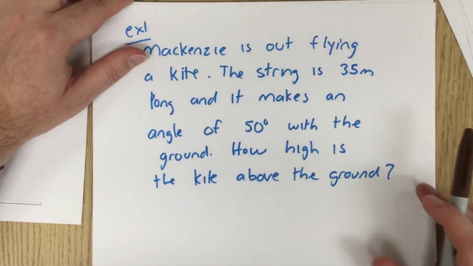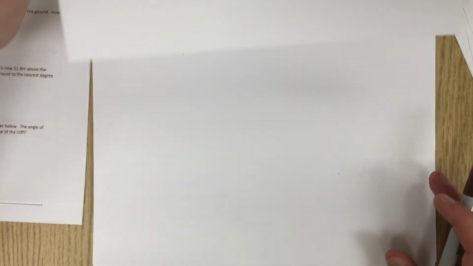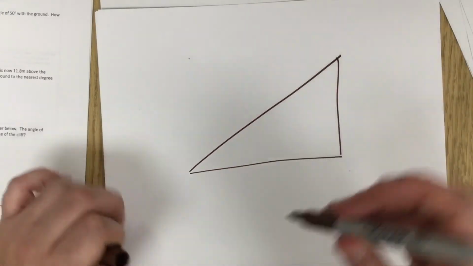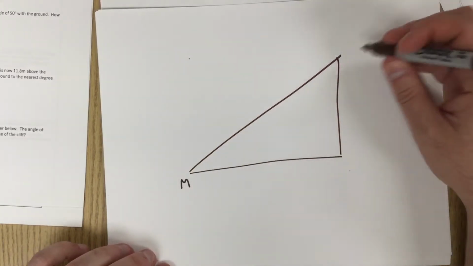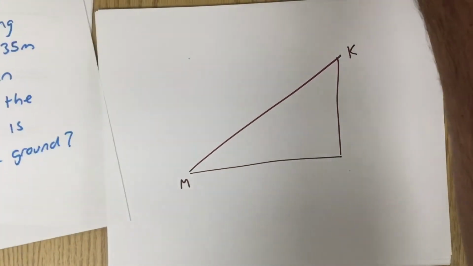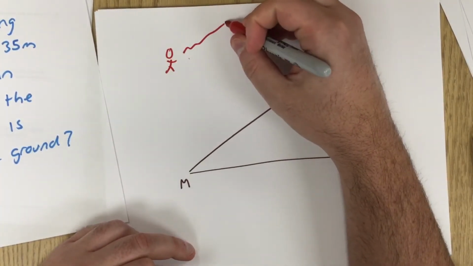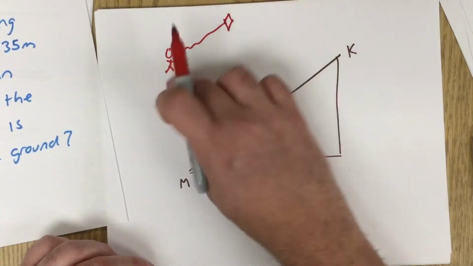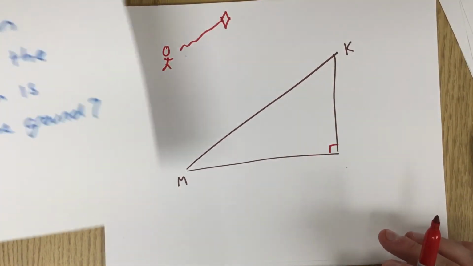So Mackenzie's out flying a kite. The string is 35 meters long and it makes an angle of 50 degrees with the ground. How high is the kite above the ground? So we're going to draw a triangle. Now what we know is Mackenzie's on the ground. The kite's over here. So the picture is she's flying a kite, right? So that's the string and there's the kite and there's Mackenzie on the ground. So there's Mackenzie, there's the kite, and there's an altitude on the ground.